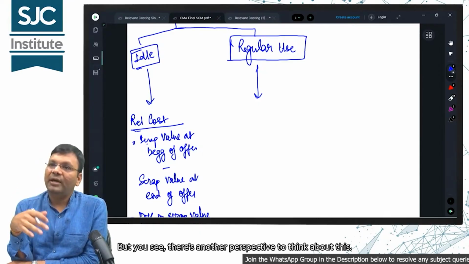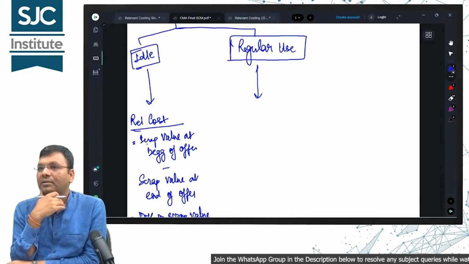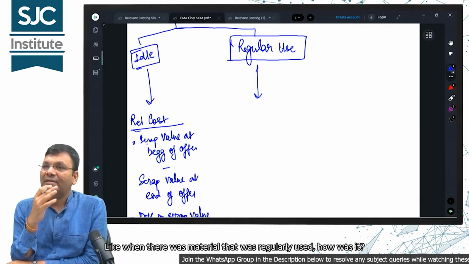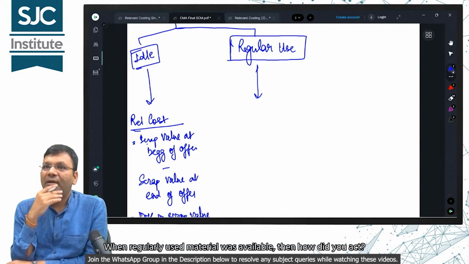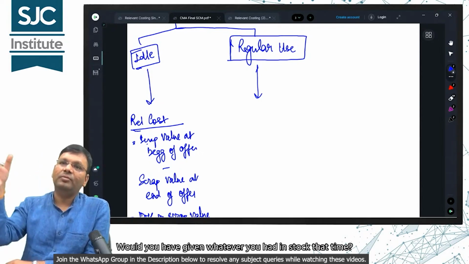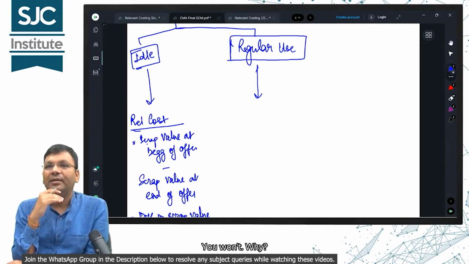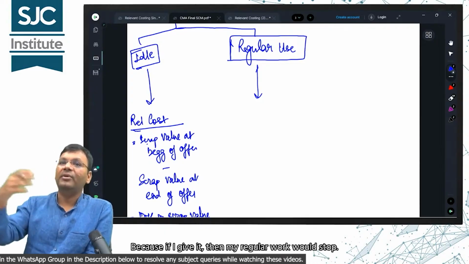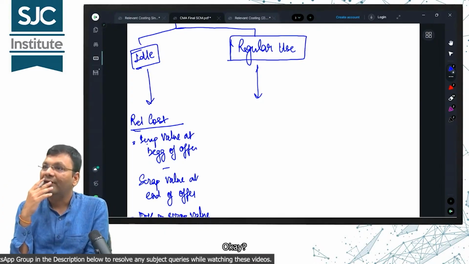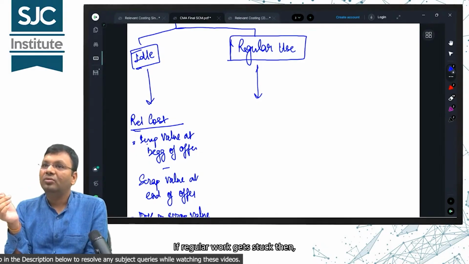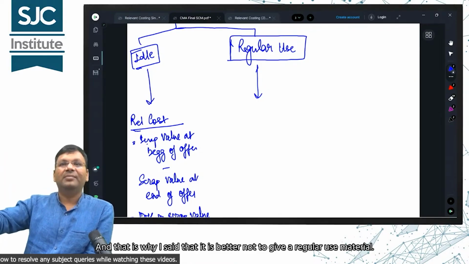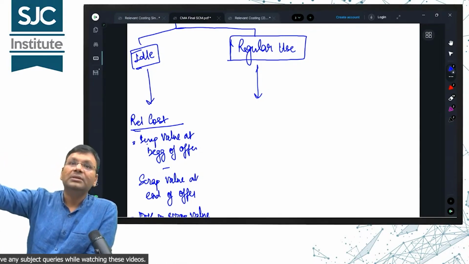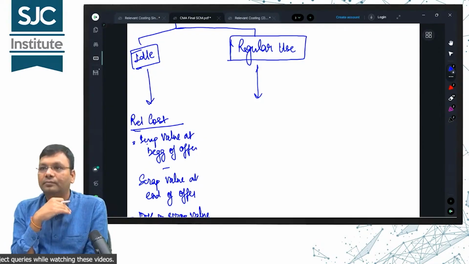But you see, there's another perspective to think about this. Like when there was material that was regularly used, how was it? When regularly used material was available, then how did you act? Would you have given whatever you had in stock at that time? You won't. Why? Because if I gave it, then my regular work would stop. If regular work gets stuck, then we will have to buy some new stock immediately, right? And that is why I said that it is better not to give a regular use material. It's better for you to buy a new one.